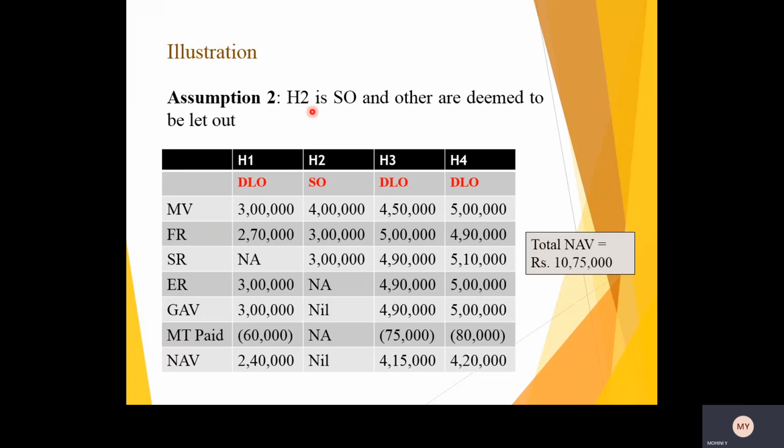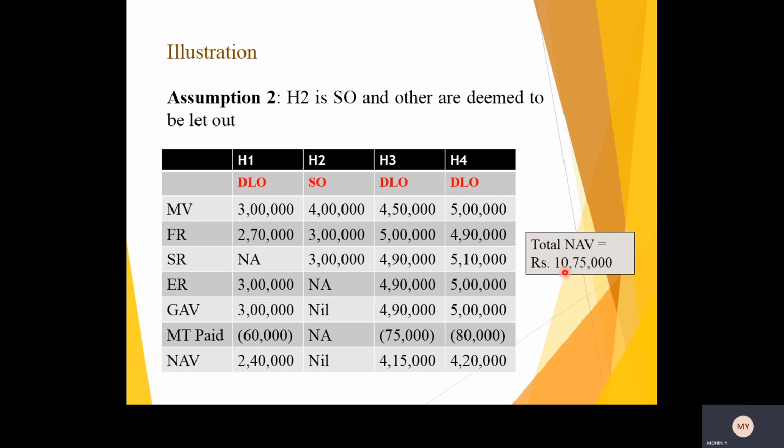Similarly, you can now choose house property 2 as self-occupied. So houses 1, 3 and 4 will be considered deemed to be let out. The same computation will take place. In this case, the total is 10,75,000. In the next assumption, you take house 3 as self-occupied. All the other 3 are deemed to be let out. Similarly, you'll calculate all the values. So total NAV is 8,95,000. In assumption 4, house 4 is considered as self-occupied. The other 3 houses are considered deemed to be let out. You calculate the NAV, it is 8,90,000.